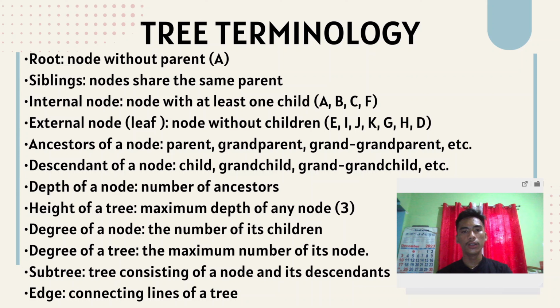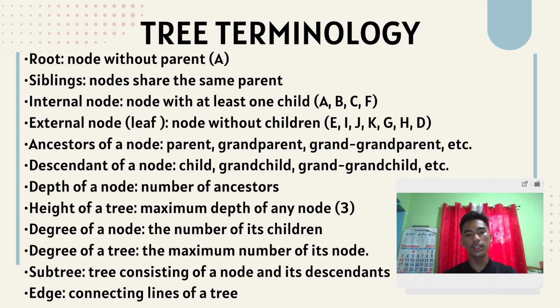So, tree terminology. The first is root node, a node without a parent, A. The root of a tree is the topmost node, denoted as A in this case. It is a node that does not have a parent and it serves as the starting point for the hierarchical structure.